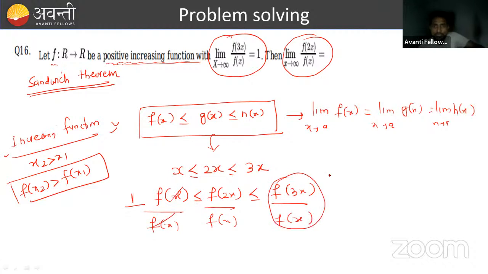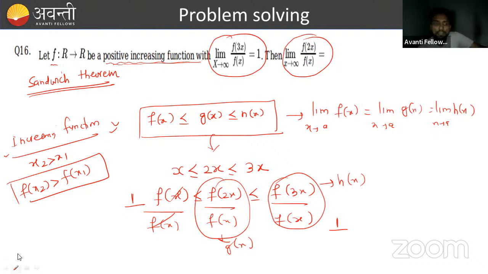And this is, you can see, h(x). And this is what you can see as g(x). So this limiting value is given now as 1, and this is the value we have to find: f(2x) divided by f(x).